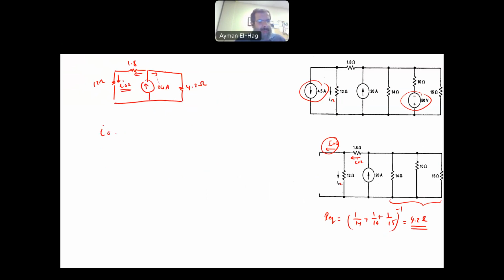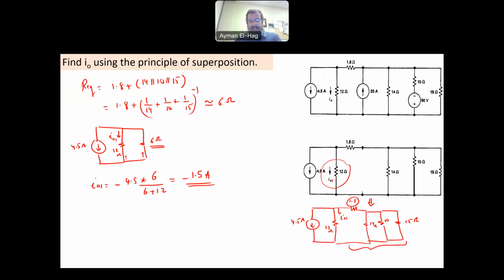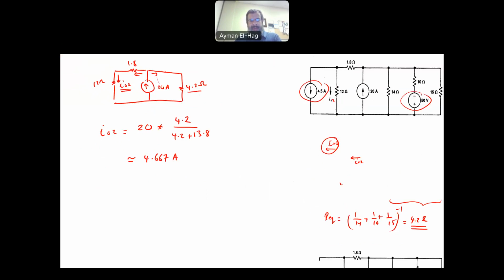So your I02 will equal the main current, 20, times the other resistance, which is 4.2, divided by 4.2 plus the total resistance here in series, which is the 13.8 ohm resistance. This will approximately give you 4.667 amps, or 4.67 amps. Okay, so that is I02. So this is your I01 here, and this is your I02.